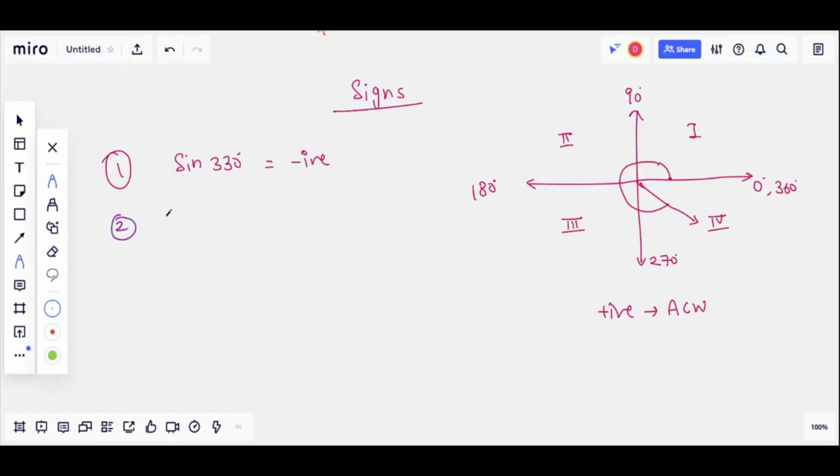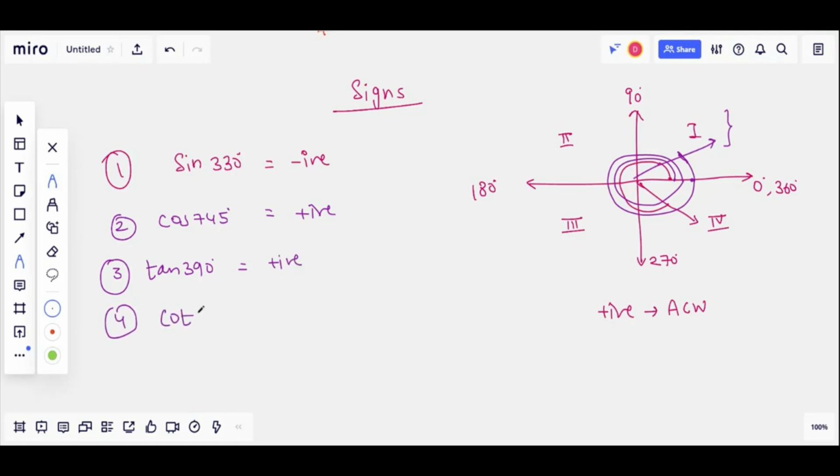Likewise, we have the second one. This is cos of 745 degrees. We start from here. We make one complete angle, so we come to 360. We complete another angle, so we have 720. So 720 comes over here, and 720 plus 25 will definitely be somewhere here. So this is again quadrant 1, and in quadrant 1 all the trigonometric ratios are positive, so this will be positive. The third one is tan of 390. 390 is definitely 360 plus something, so it will also lie somewhere in quadrant 1, again positive.